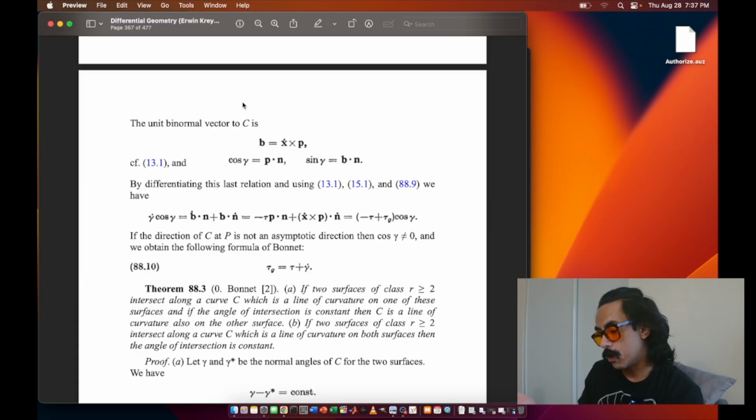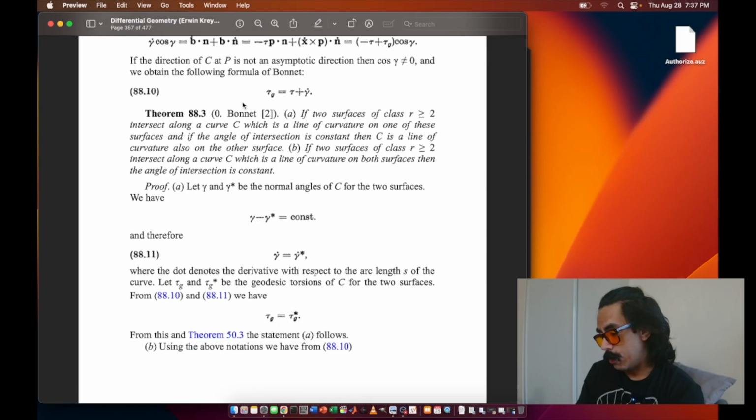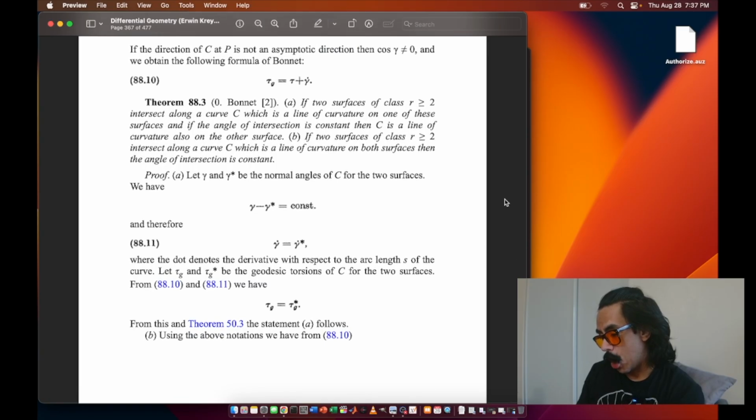But this is a theorem from the same, I believe the first name here is Ossian, O-S-S-I-A-N. At any rate, theorem 88.3 by Ossian Bonnet. Two parts. First part: if two surfaces of class r greater than or equal to 2 intersect along a curve, capital C, which is a line of curvature on one of these surfaces, and if the angle of intersection is constant, then capital C, the curve, is a line of curvature also on the other surface.